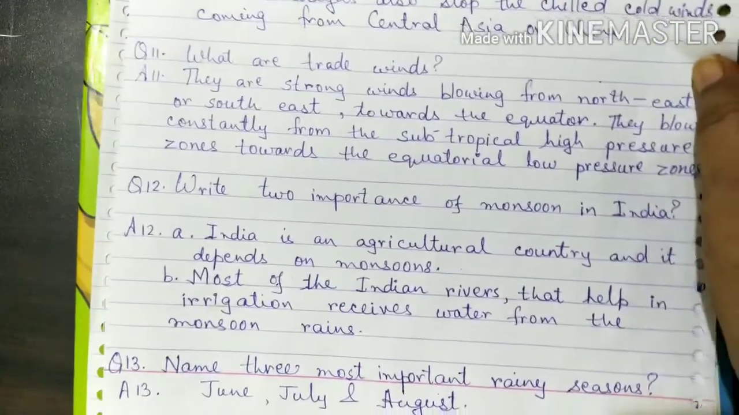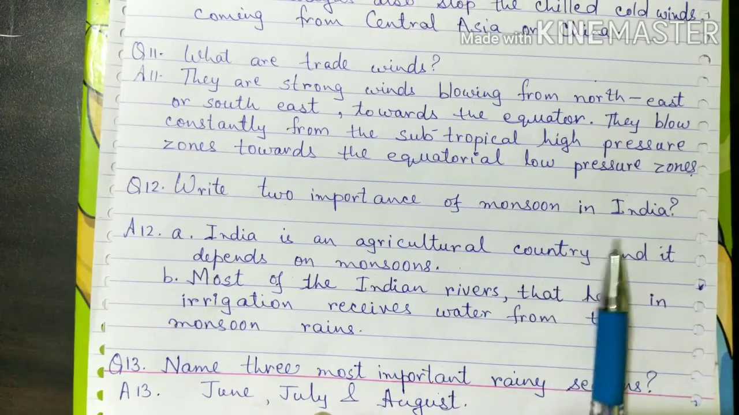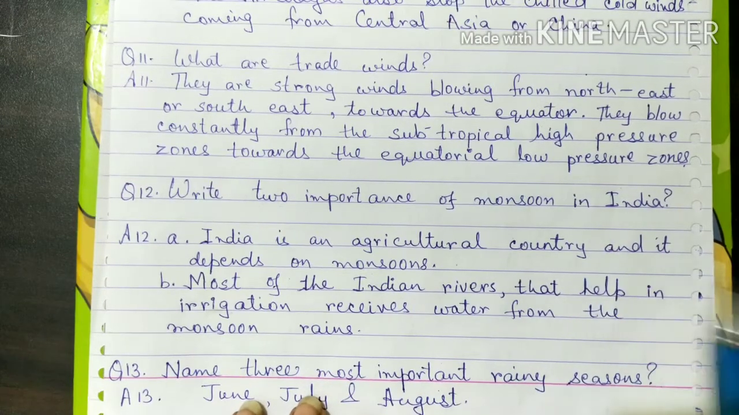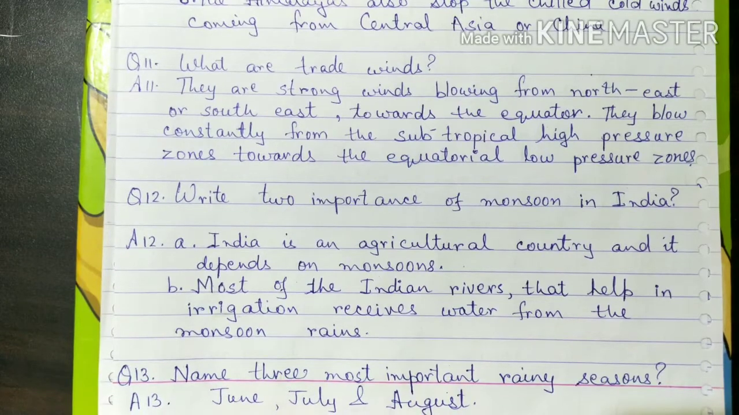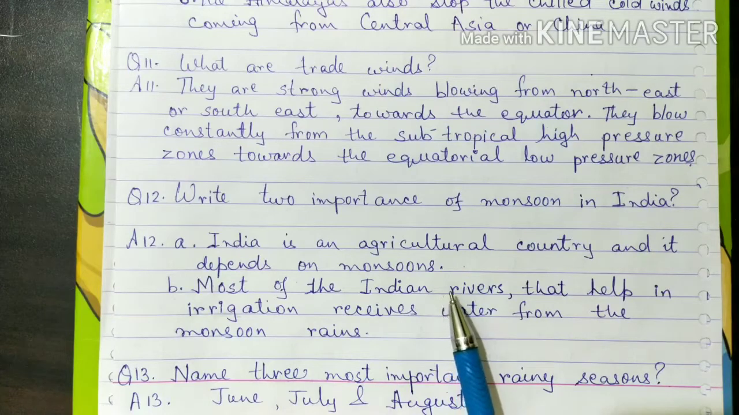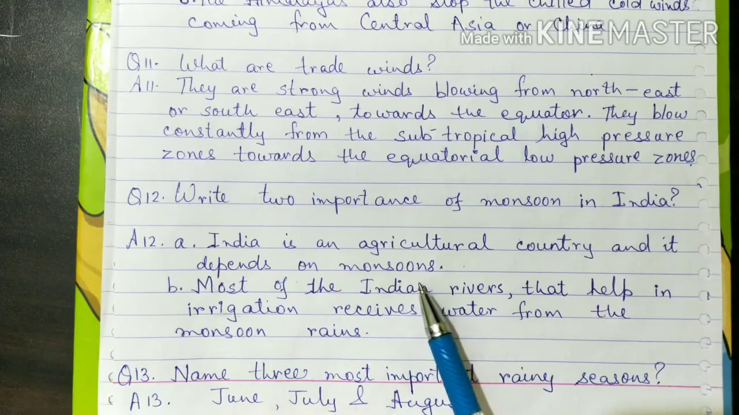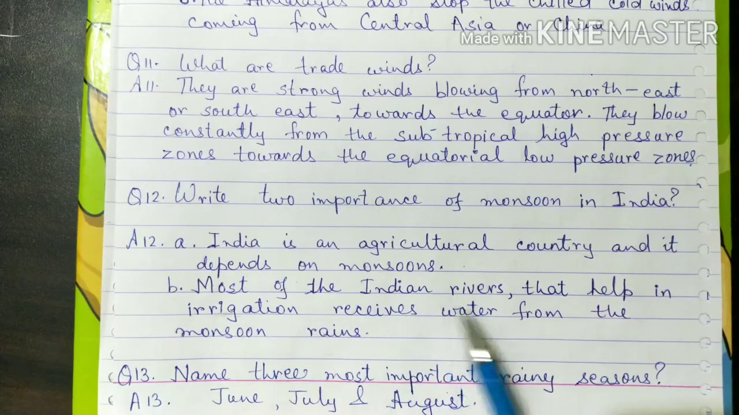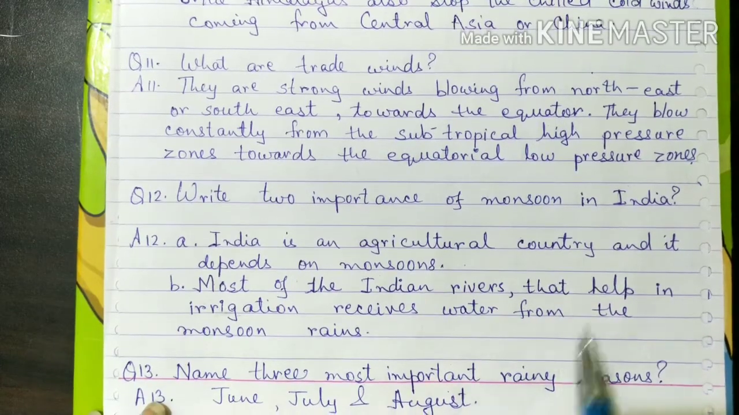And another important question, write 2 importance of monsoon in India. We all know India is an agricultural country, and here agriculture needs a lot of rainfall along with good soil and climate also. So rainfall is a very important factor in agriculture. India is an agricultural country and it depends on monsoon. Most of the Indian rivers that help in irrigation receive water from the monsoon rain. So these are the 2 importance of monsoon.